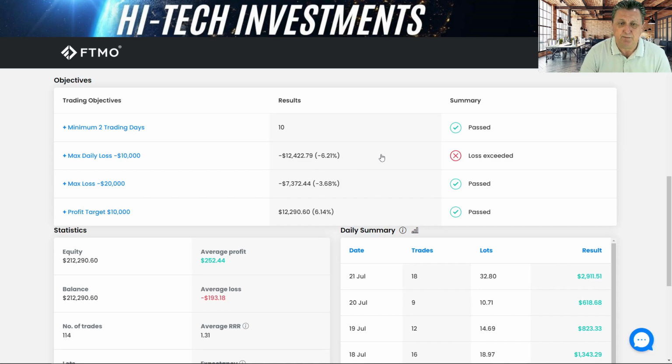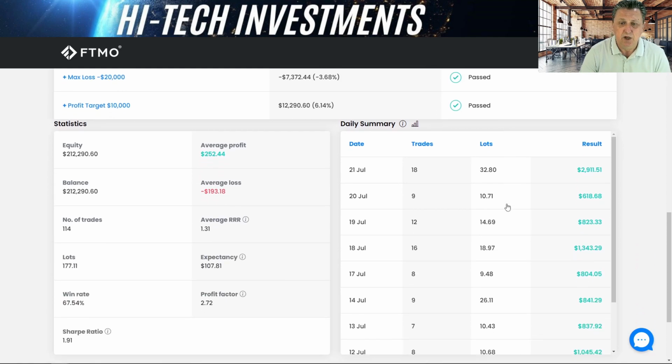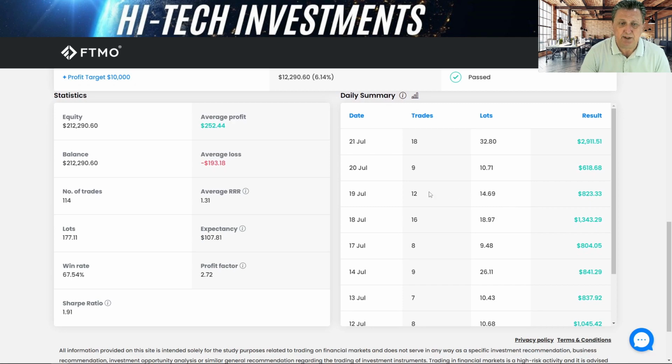Basically, yeah, just slightly over the 5%. That was the limitation here. Max loss, we were well within. So we passed that one, and also profit target, we passed it within, and this one also has a timeline that we had to be within. So obviously we made that, but again, it was just the daily drawdown that took us out.